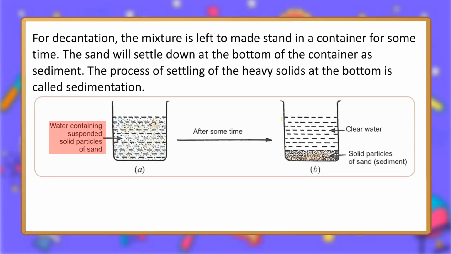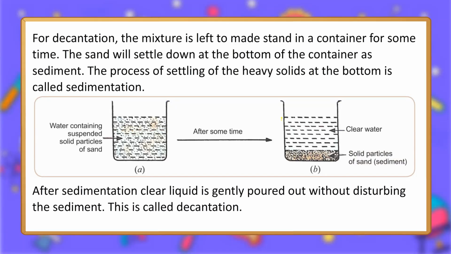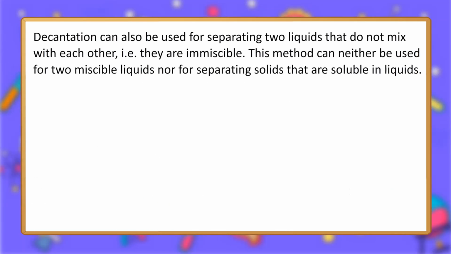Water containing suspended solid particles of sand. After some time, clear water. Solid particles of sand sediment. After sedimentation, clear liquid is gently poured out without disturbing the sediment. This is called decantation. Decantation can also be used for separating two liquids that do not mix with each other, i.e. they are immiscible. This method can neither be used for two miscible liquids nor for separating solids that are soluble in liquids.